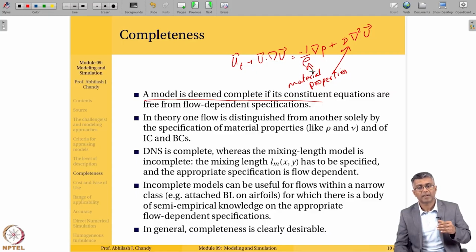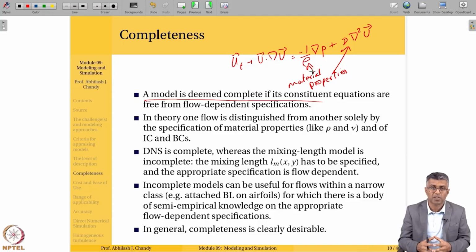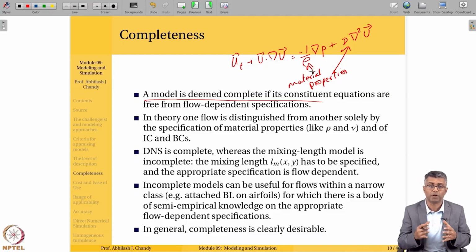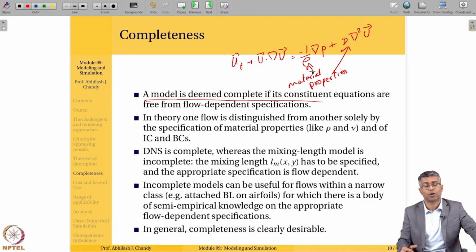Here, in order to specify the mixing length, you will need to have some sense of what the mixing length could be in these applications. Where does that information come from? It comes from experiments. Some kind of semi-empirical knowledge would be required in order to specify the mixing length. So the model as such is incomplete, because it cannot solve on its own. You will need some additional supplemental information, and that could come from experiments, or from some analytical theory.